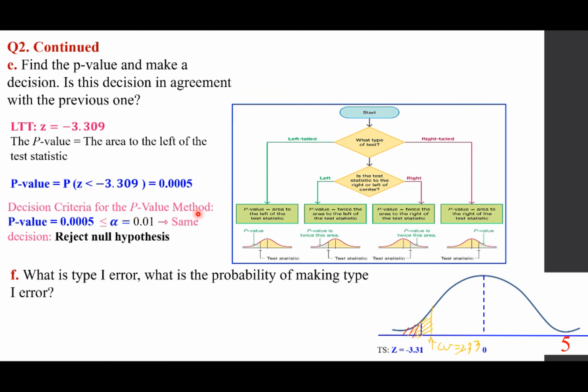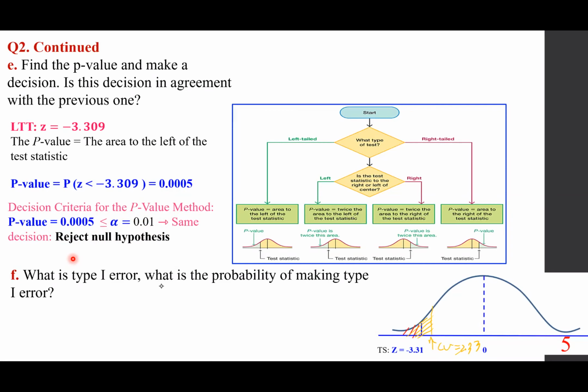The decision criteria for the p-value method: the p-value, we found it to be 0.0005. Since it's less than alpha, which was 0.01, then we reject the null hypothesis, which is the same decision we made.